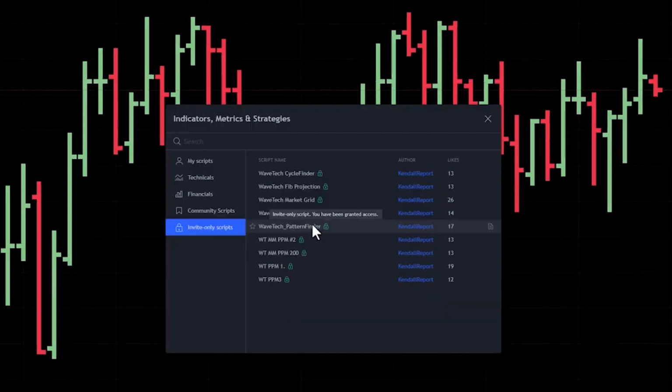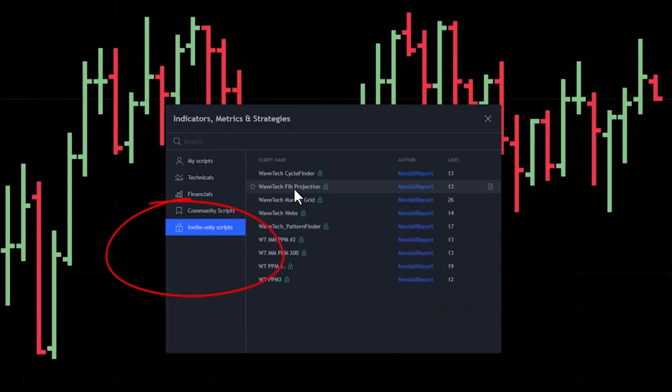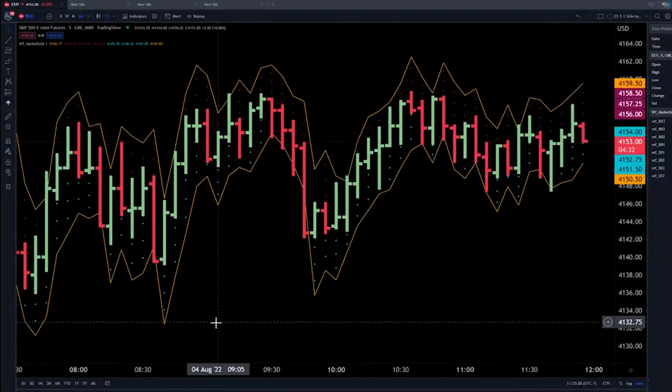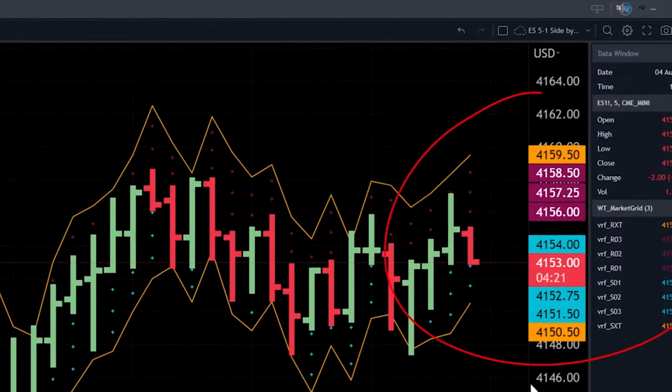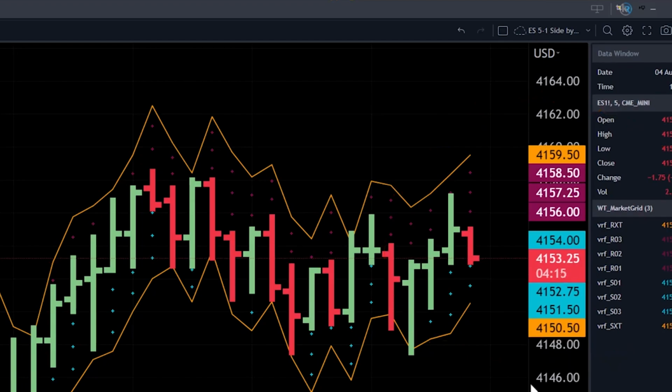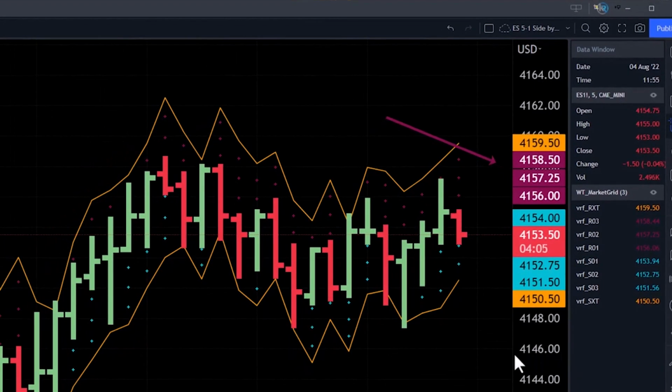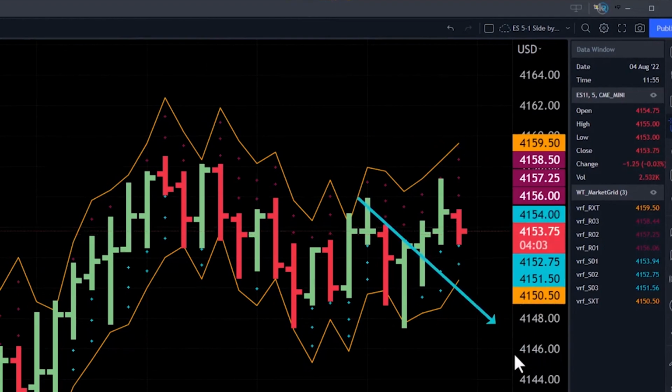Let's start by going to indicators, the invite-only scripts, and let's put the Wavetech market grid on the screen. When it comes up, you'll see an orange range, which is the extreme, and then you'll see blue cyan dots and red dots, which are the resistance levels. On the right-hand side, I have this indicator turned on so it displays the values in the price range. You can see the last trade is a real-time S&P futures chart. Then you'll see the purples are the resistance and the cyan are the resistance. So you can see exactly how it's trading just on the screen.